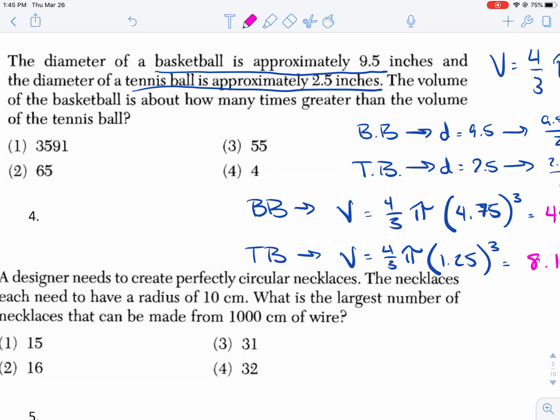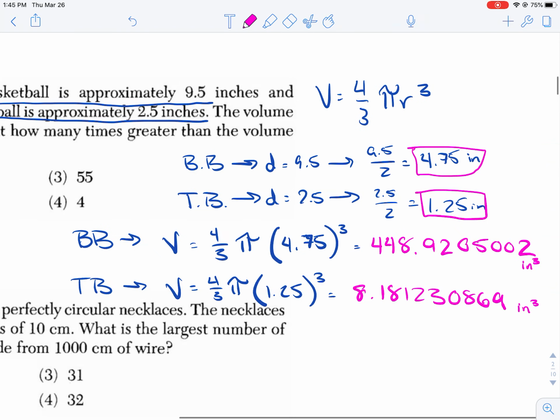Okay, so it wants to know how many times larger the volume of the basketball is in comparison to the volume of the tennis ball. In order to find that, what we're really looking for is how many times the volume of our tennis ball divides into the volume of our basketball. All right, so think about it like that. In order to find out how many times our basketball is greater, we need to divide the volume of the tennis ball into the volume of the basketball.